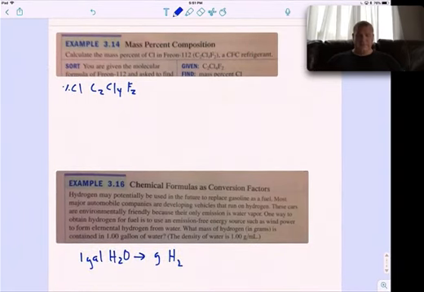Okay, so what else can you do? What we're doing here is trying to build what we can tell from formulas. What kind of information are they giving us? We can also figure out mass percent. So for instance, what is the percent chlorine in Freon 112?